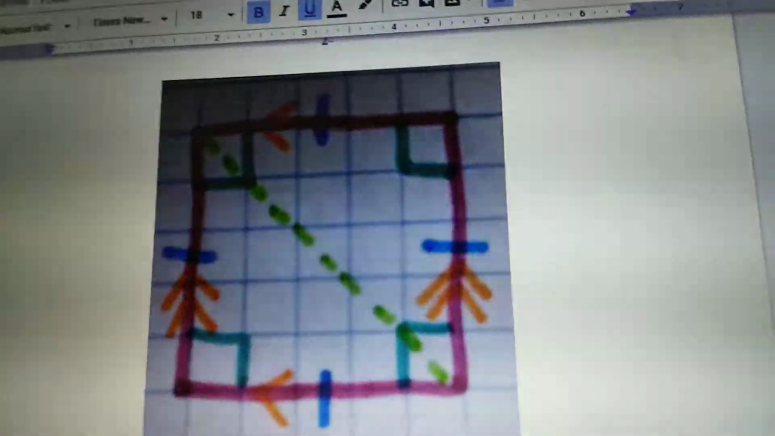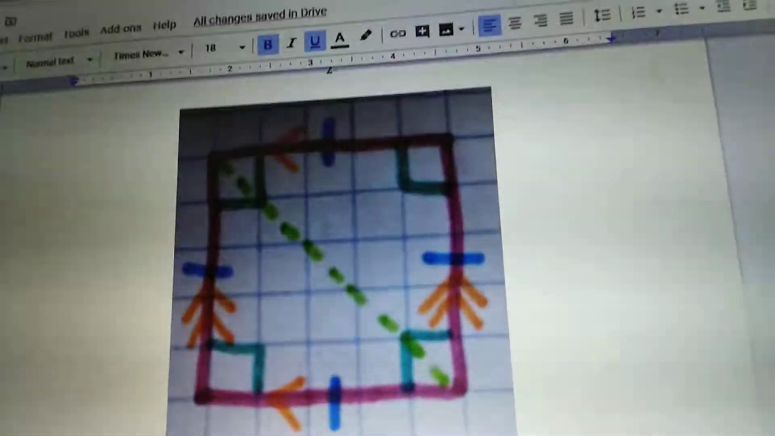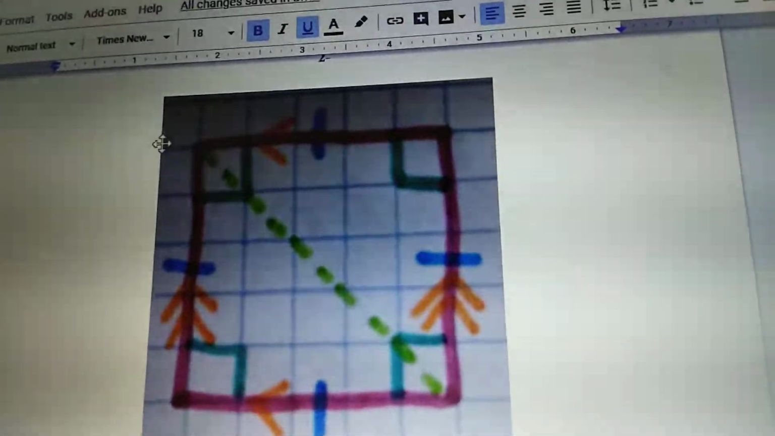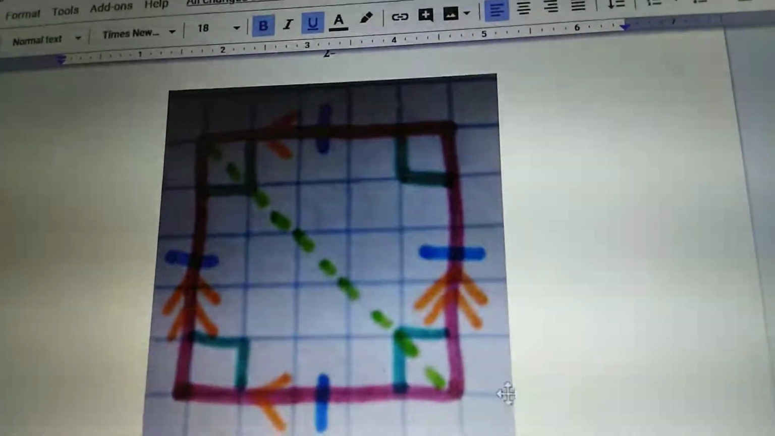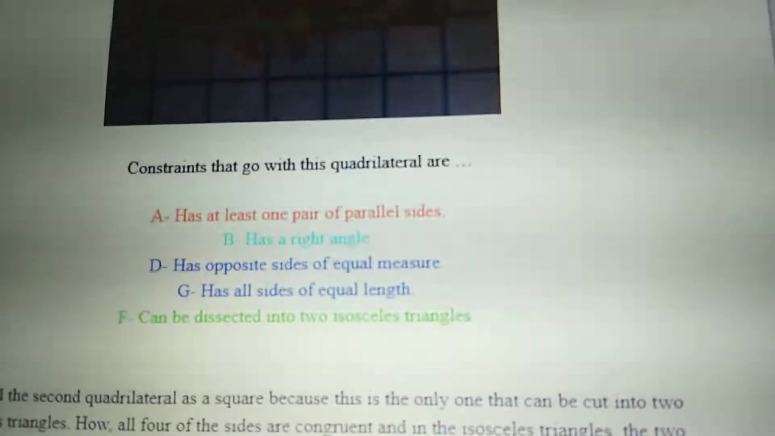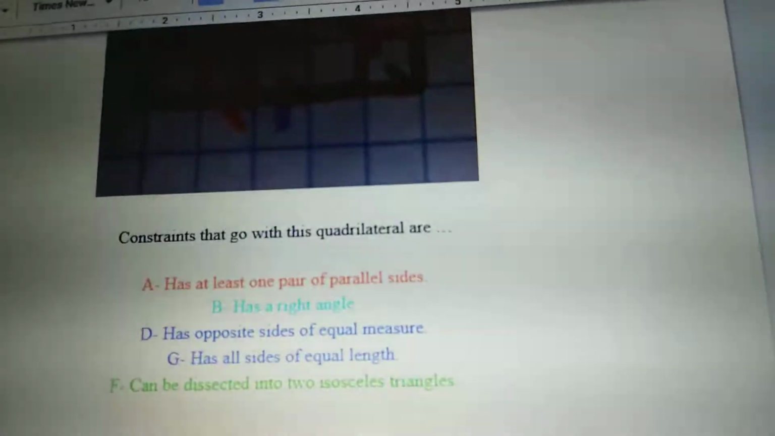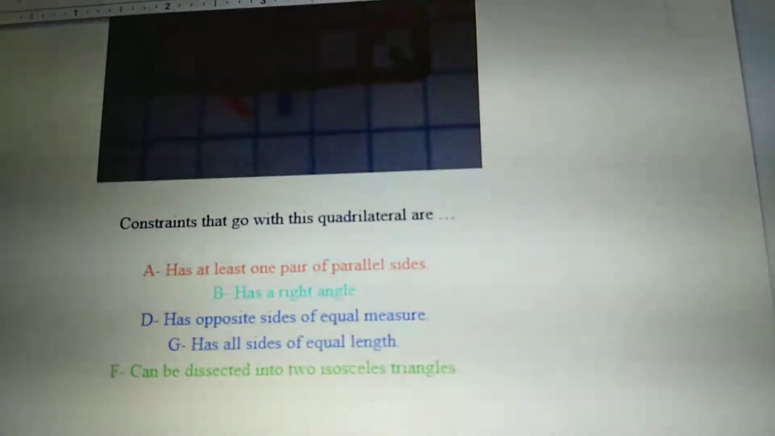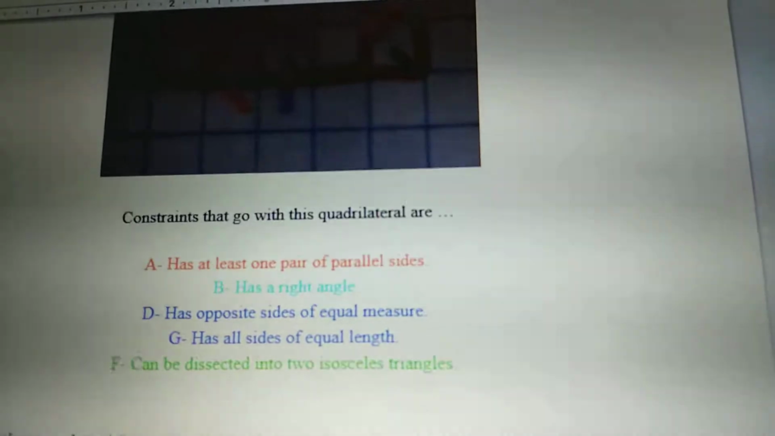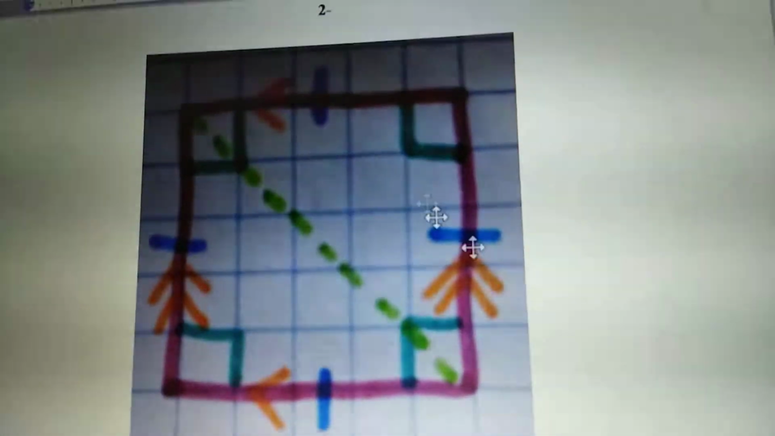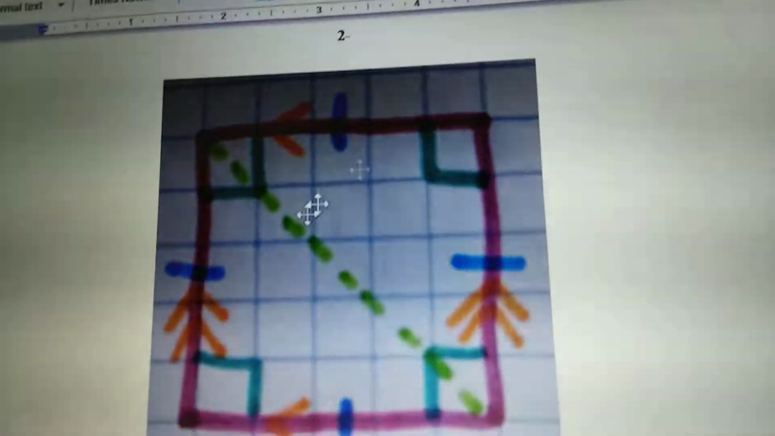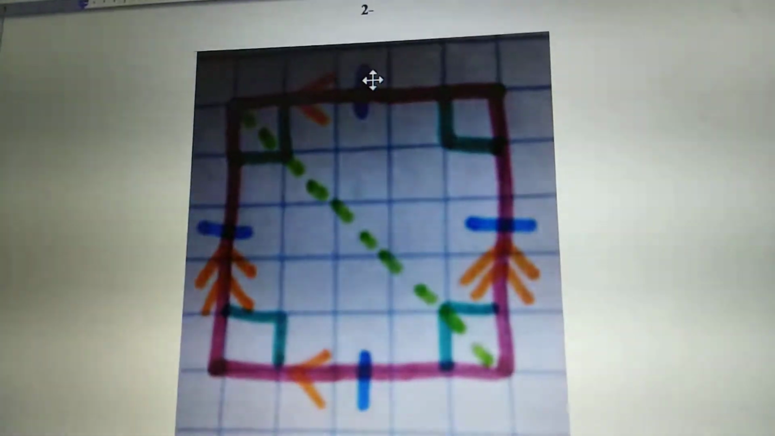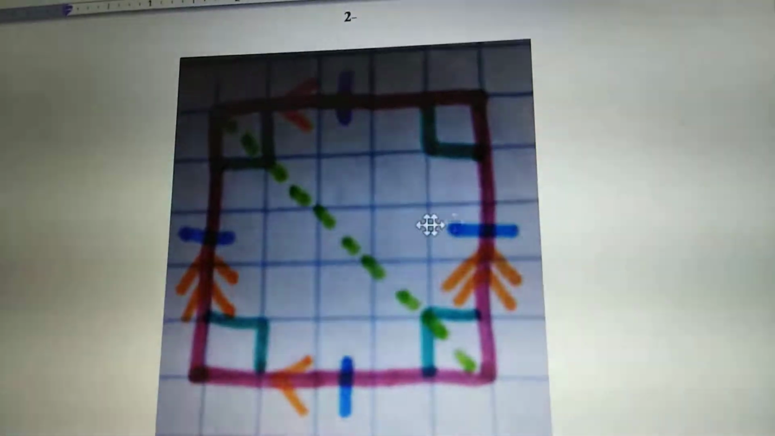The next constraint is B has a right angle, which basically means that it has at least one right angle, and in a square there are 4 right angles. And there's another constraint. D has opposite sides of equal measure, and G has all sides of equal length. And as you can see, I've done it in blue, so that means all 4 sides are congruent. And since all 4 sides are congruent, that means opposite sides have to be congruent as well.